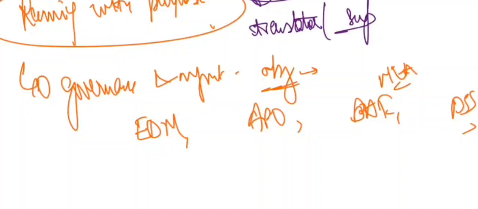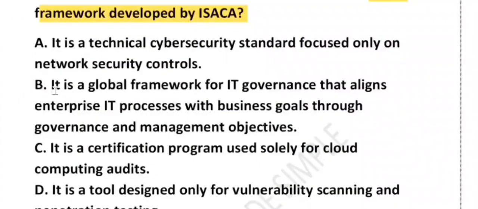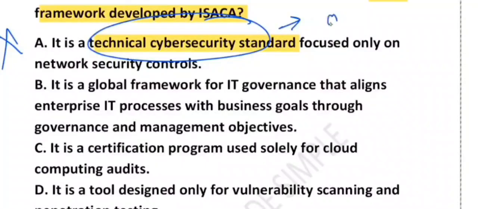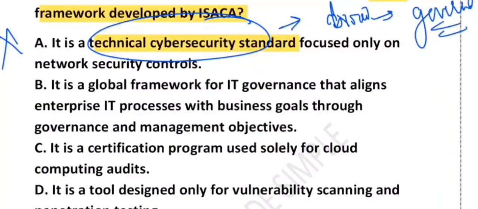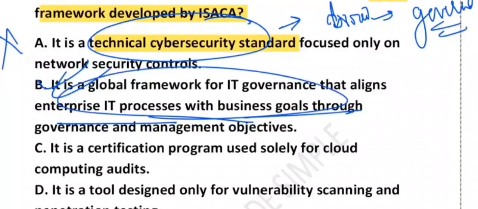Now if you look at the other options, option A says technical network security standard, technical cyber security standard. Actually this is wrong, because COBIT is not only about cyber security or network. It is broad. It is focused on governance, not just technical control. What about option B? Option B is the correct one. It is a global framework that aligns IT processes with business goals. Exactly, linking both of them.